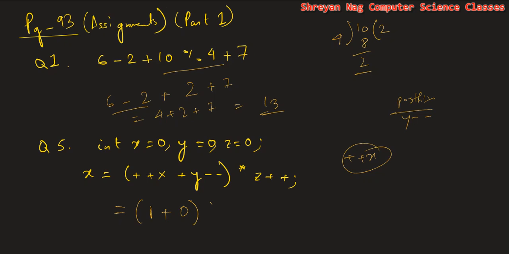So 0 multiplied by z plus plus. So what is z plus plus? It is again the same thing. It is not being incremented anyway because it is a postfix type. After the value is supplied to the left hand side of the assignment operator, that is x here, it will stay the same, 0. So it will become 1 plus 0 is 1, multiplied by 0 is 0. So your answer will be 0.